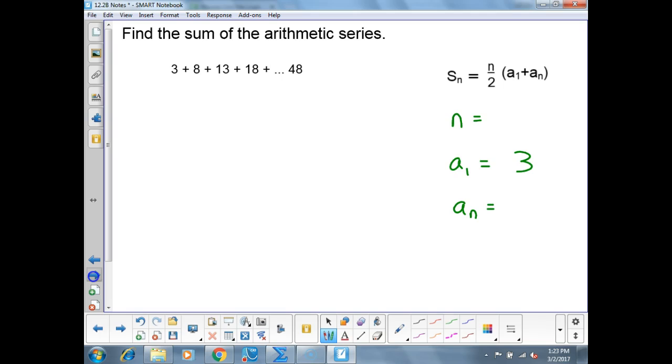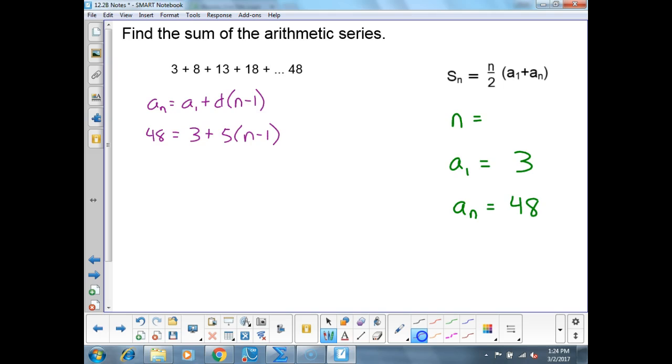Do we have anything else? What's the last term? 48. Why is 48 the last term? Because it's the last number listed in our series. Okay. Do we have n? No. So we got to find n then, right? So let's use our old pal A sub n equals A sub 1 plus D times n minus 1. So that's going to be 48 equals 3 plus, what's my D? 5, right? My common difference, I'm adding 5 every time. 5 times n minus 1.